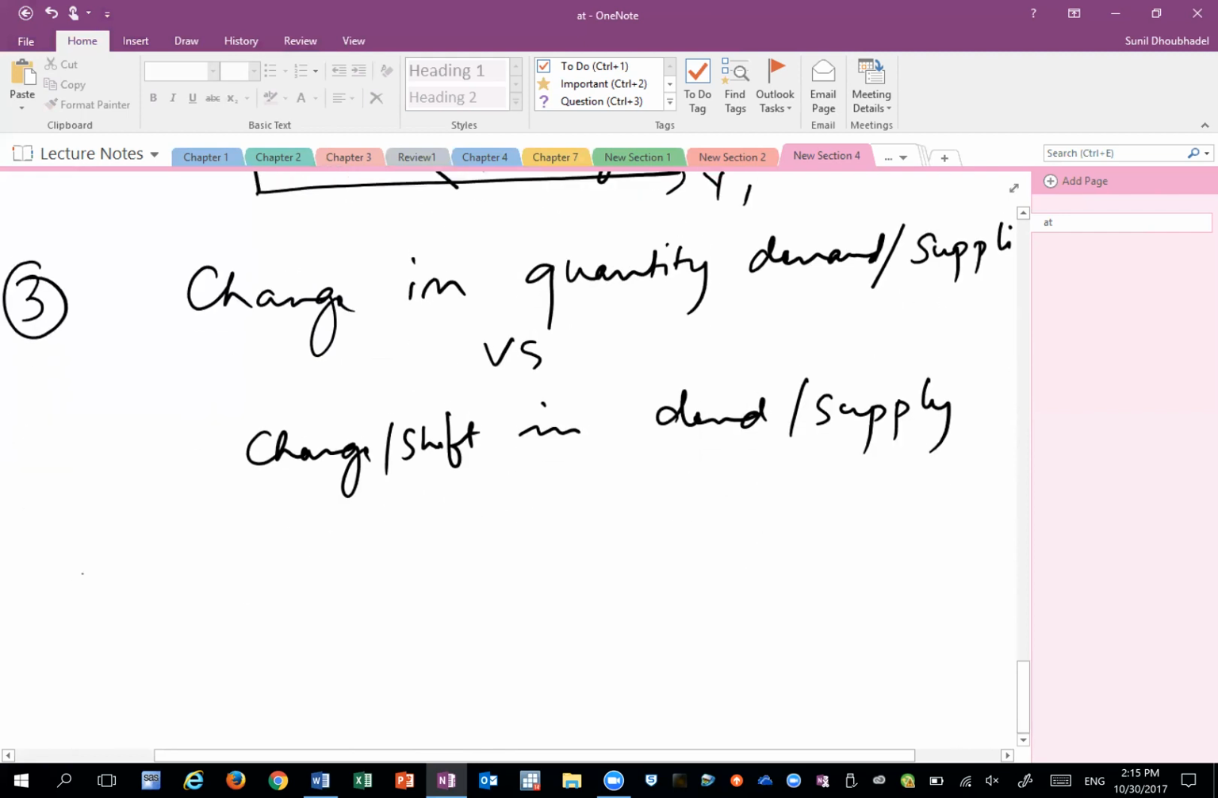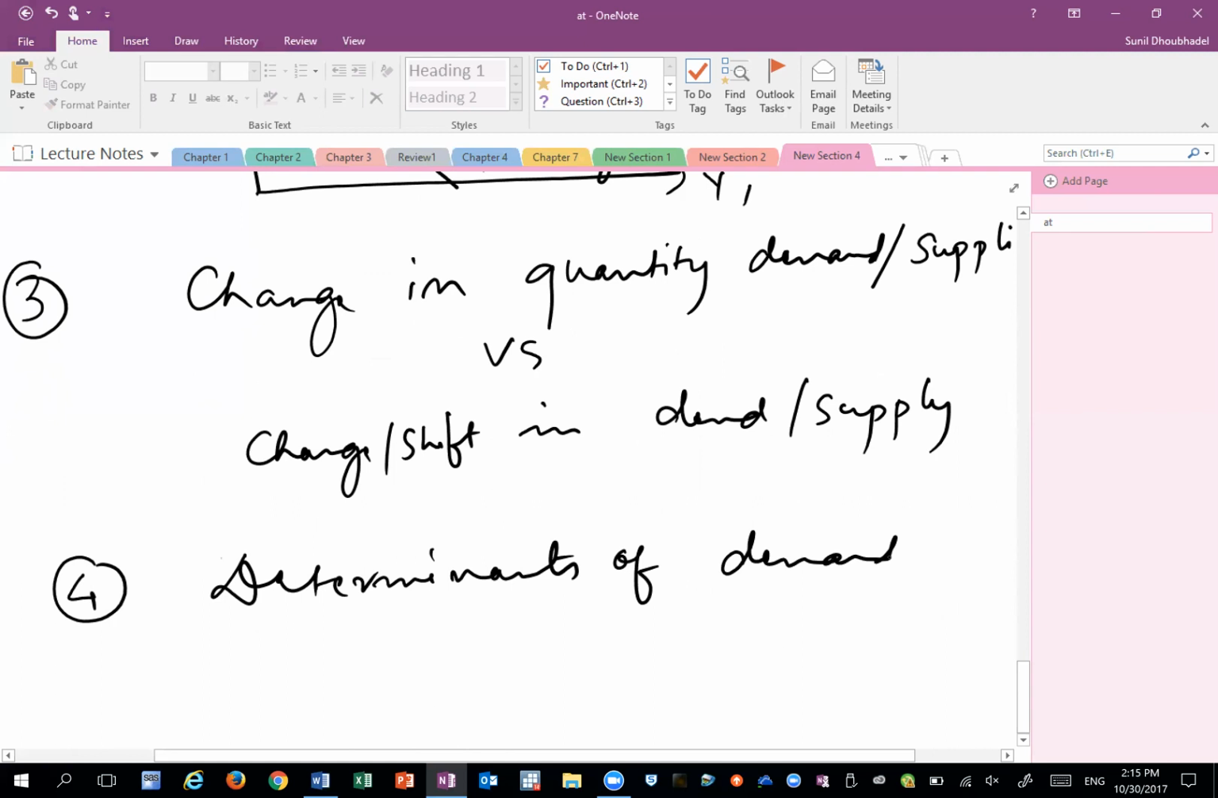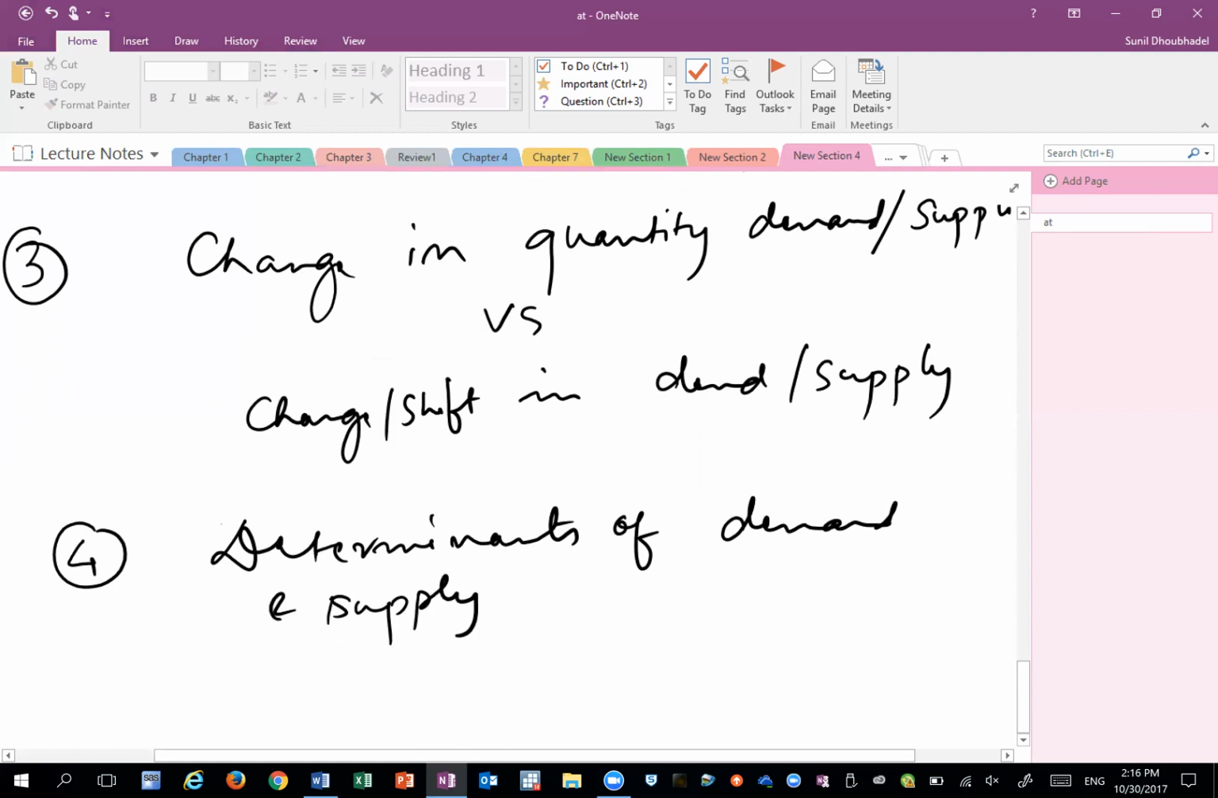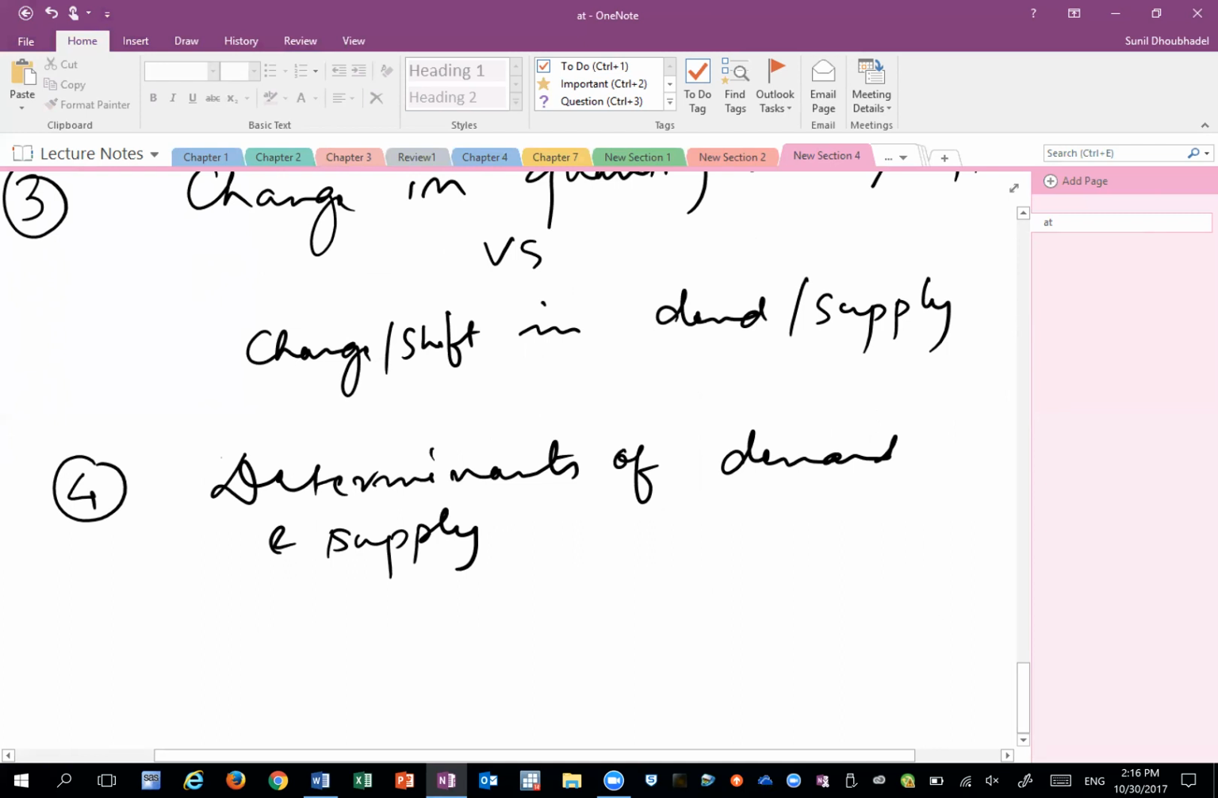So you need to know about the determinants of demand and supply and how those factors shift the demand and supply curves. Okay, so you need to know about that. Number 5 would be elasticity. This is also very crucial.